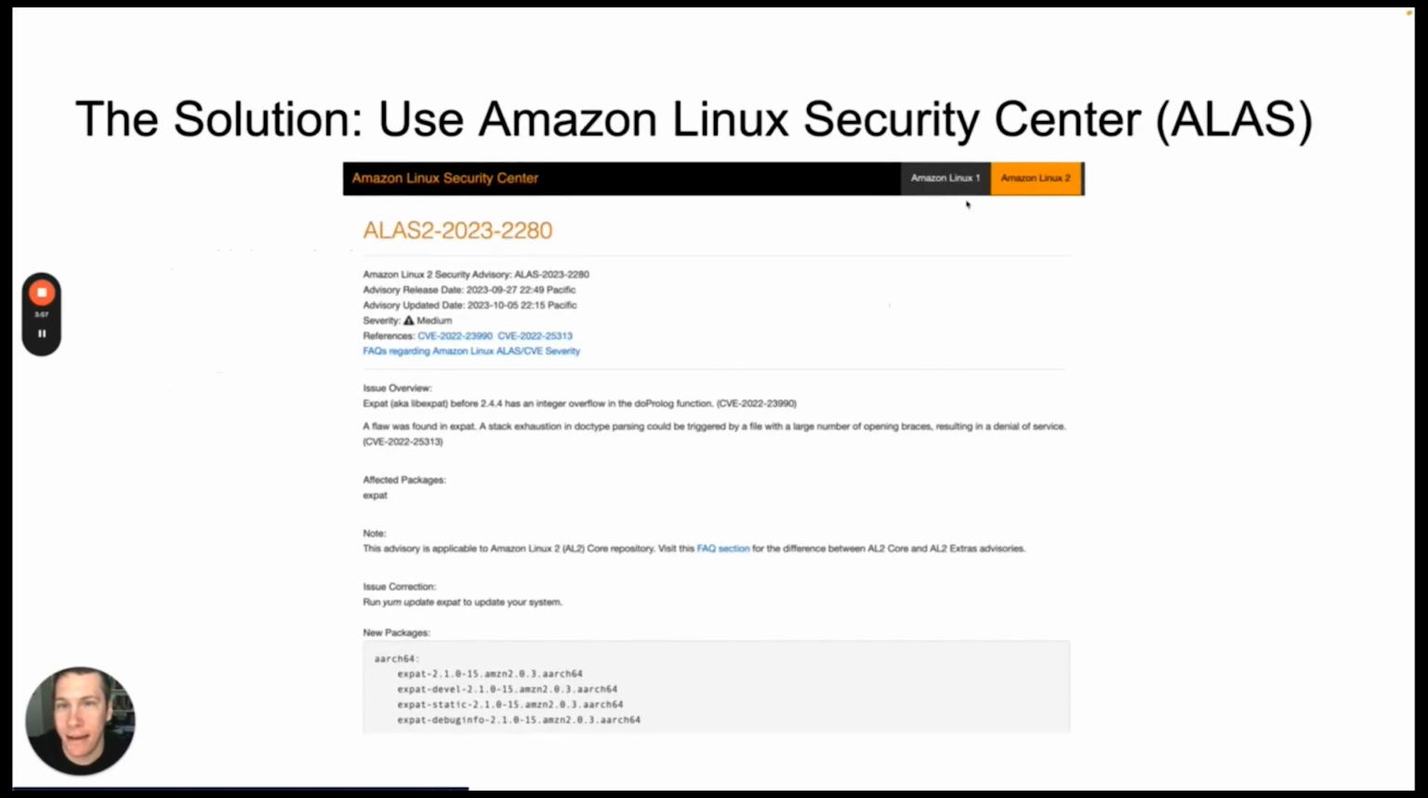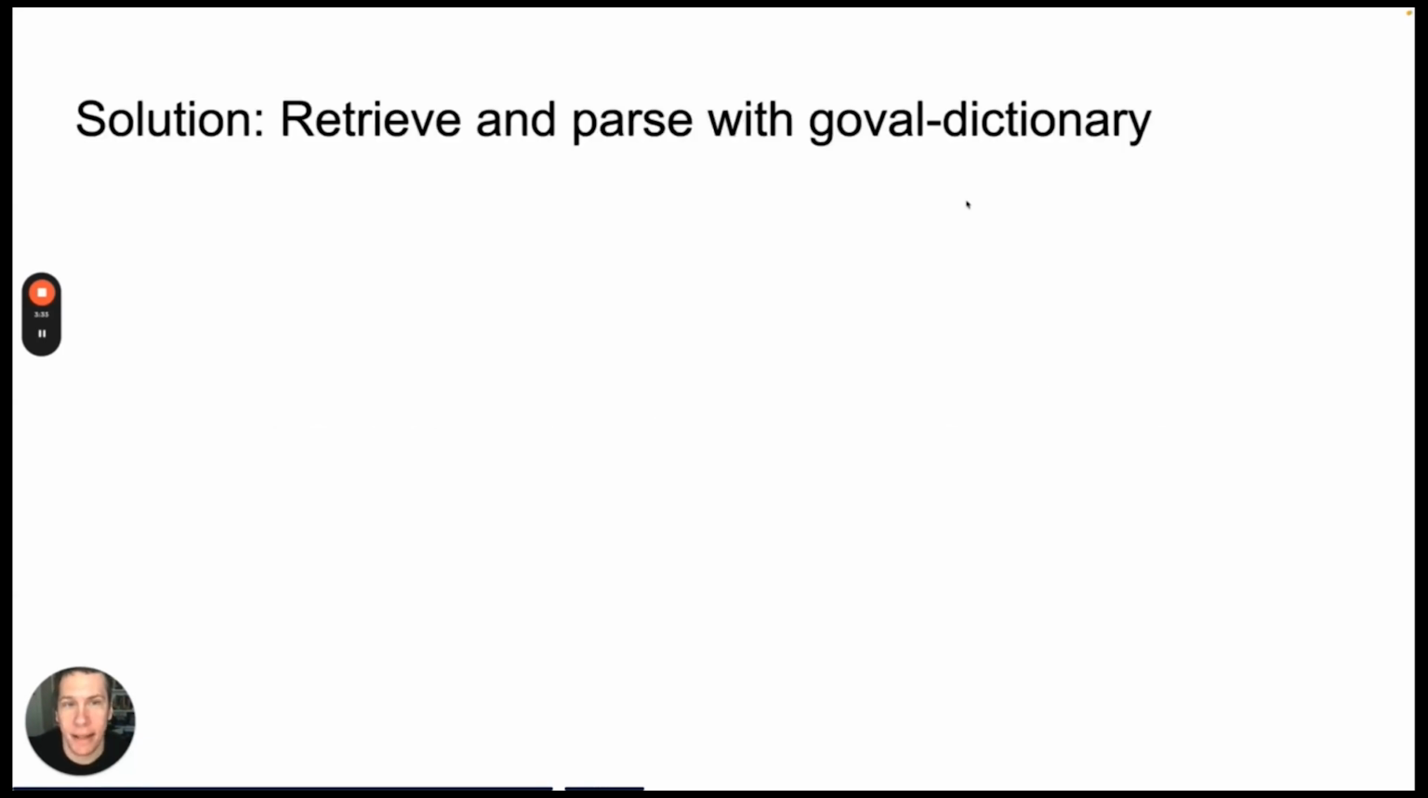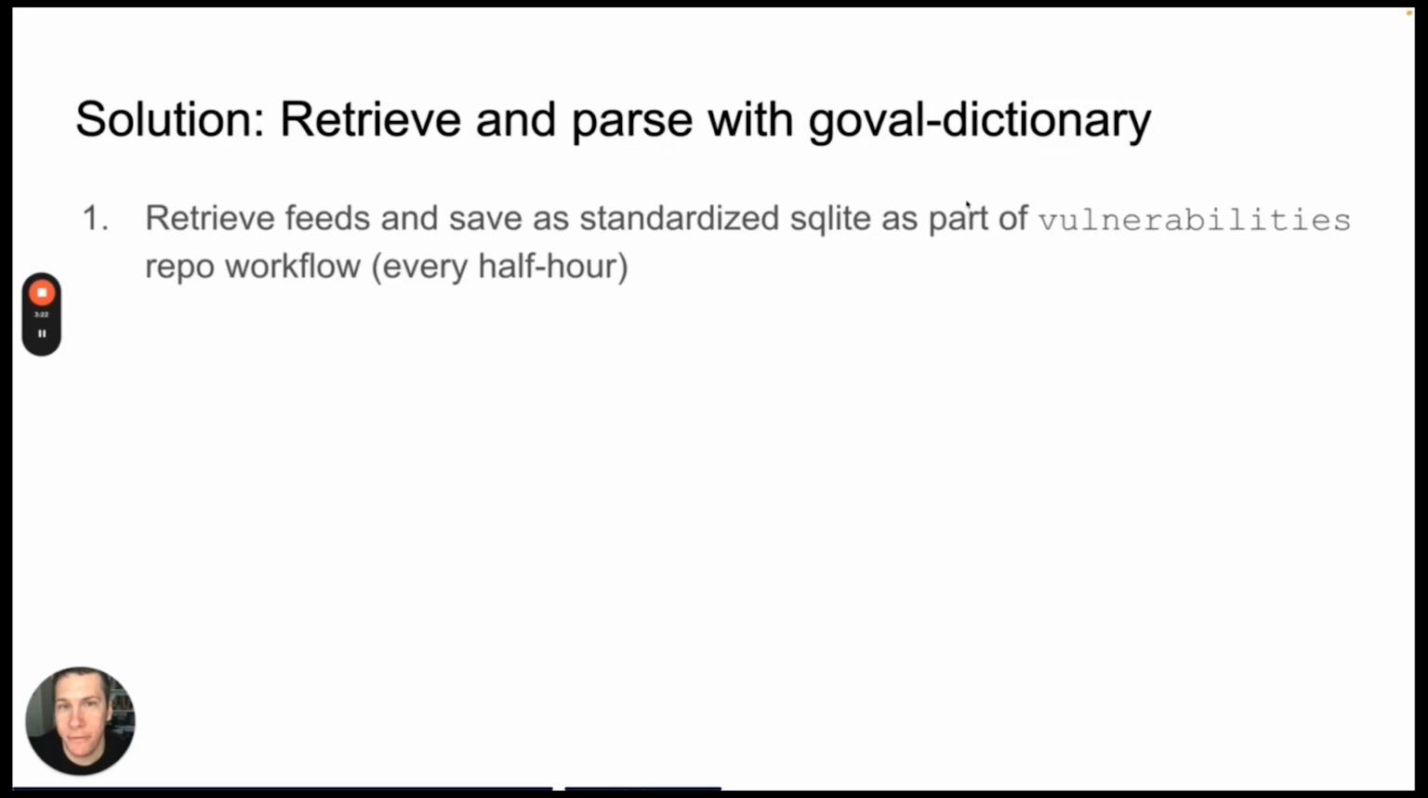Fortunately, Amazon does have Amazon Linux Security Center, which includes advisories on vulnerabilities fixed with links to CVEs and a list of the package updates that include the fixes to those vulnerabilities. The problem is that those aren't in the standard OVAL format, so you need to parse those in and query against the result. Fortunately, a lot of the hard work has already been done with GoVul Dictionary. It's an open source package that we're incorporating into the workflow that creates our vulnerabilities feed for VulnCheck and NVD.